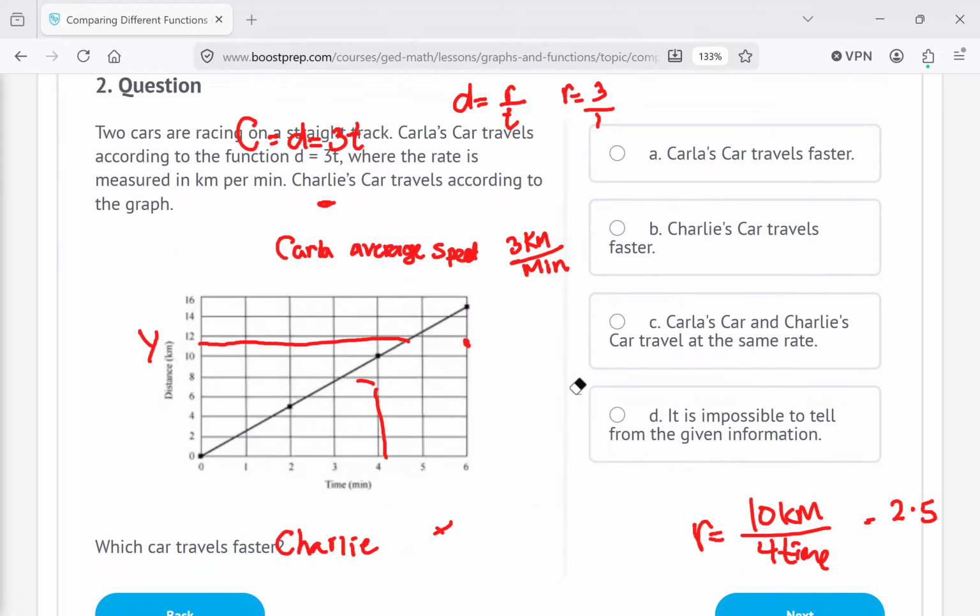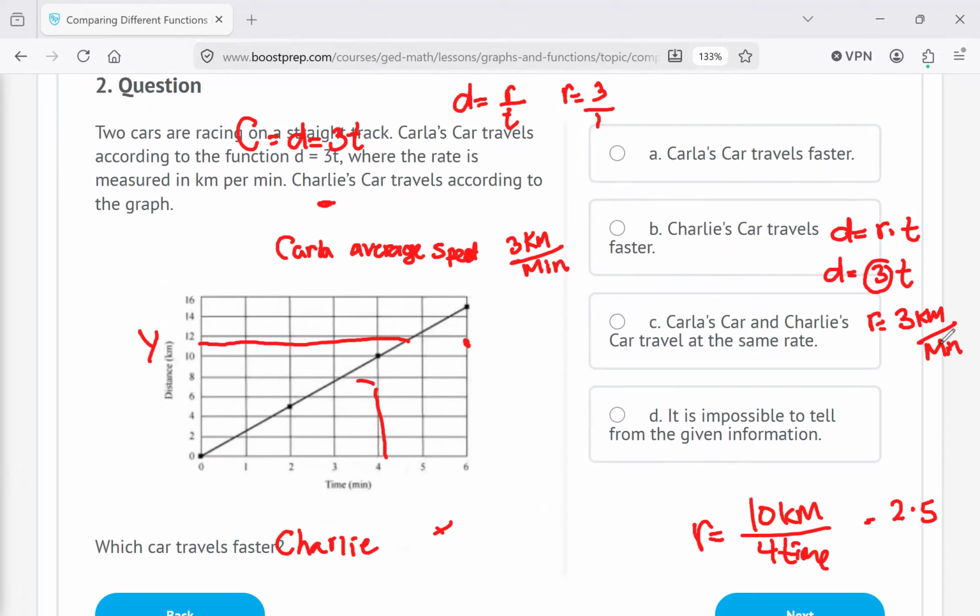at a distance of d equals 3t. Now, if you recall, distance is r times t. So they tell us that d equals 3 times t. So that automatically means that the rate for Carla is 3 kilometers per minute.